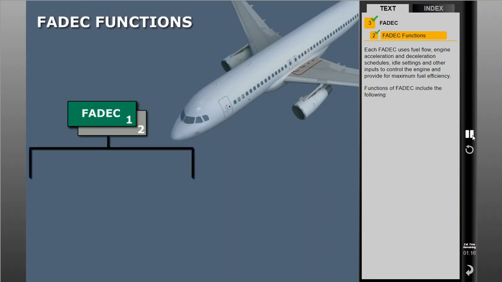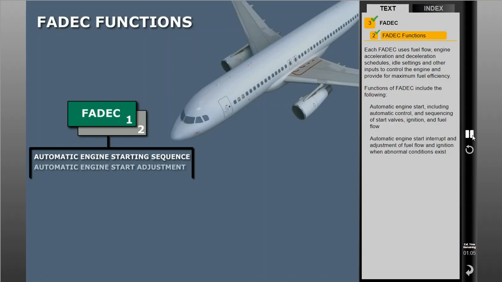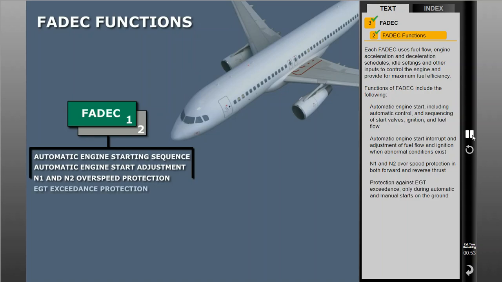Functions of the FADEC include the following: automatic engine start, including automatic control and sequencing of start valves, ignition, and fuel flow; automatic engine start interrupt, and adjustment of fuel flow and ignition when abnormal conditions exist; N1 and N2 overspeed protection in both forward and reverse thrust; and protection against EGT exceedance, only during automatic and manual starts on the ground.